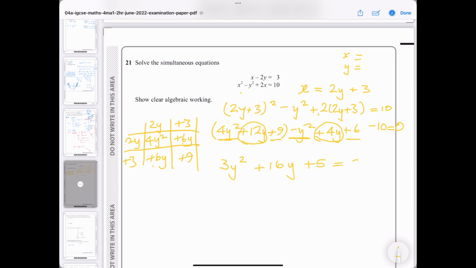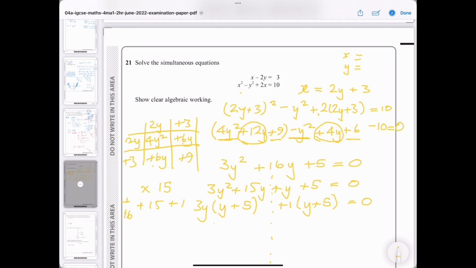Now, in order to factorise this, I'm going to do 3 times 5, which is 15. So our numbers have to multiply to 15 and add to 16. Well, that's 15 and 1. So we'll say 3y squared plus 15y plus y plus 5 equals 0. Let's separate that down the middle and factorise: 3y squared plus 15y is 3y(y plus 5), and then plus 1(y plus 5) equals 0.